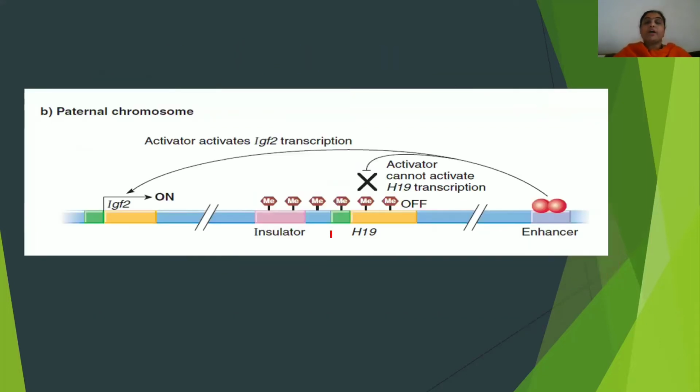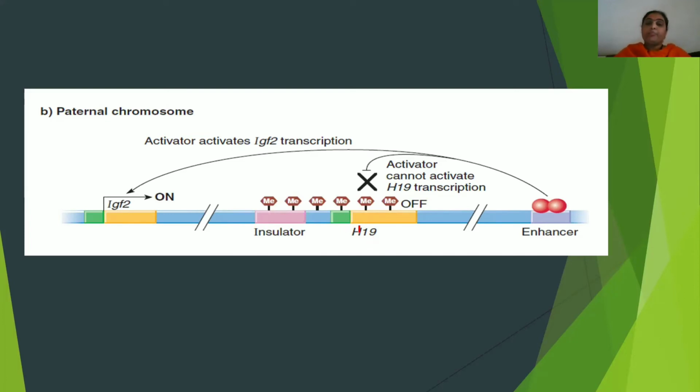Now next, what is going to happen here? In the paternal chromosome, how is only the IGF-2 expressed and not the H19? When there is inhibition of the H19 expression, what is used here? Methylation. This ME is a methyl group which is added over the DNA. So there is a methylation of the chromosome. Here the methylation is done over the insulator and also in the promoter region of the H19.